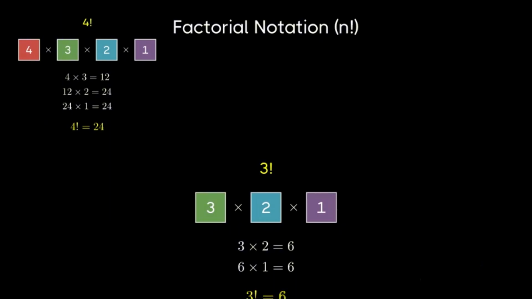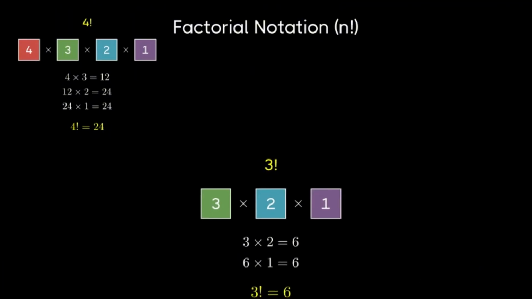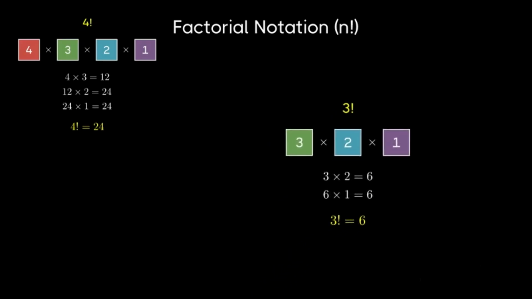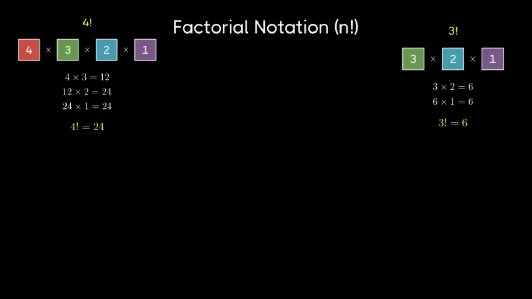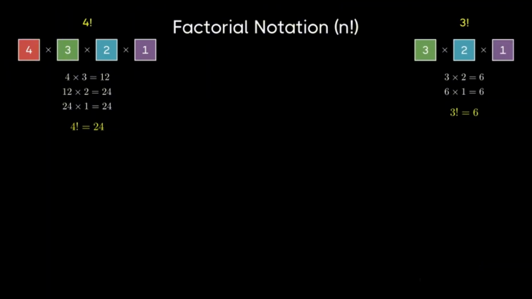Notice the relationship between 4 factorial and 3 factorial. 4 factorial is simply 4 times 3 factorial, or 4 times 6, which gives us 24. Let's move 3 factorial to the upper right and continue observing the pattern with smaller factorials. Each factorial calculation builds on the previous one, which will become important when we consider special cases.